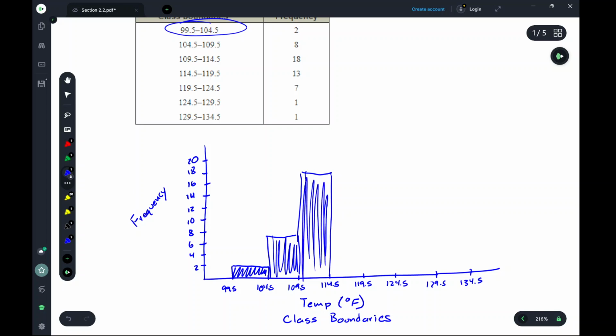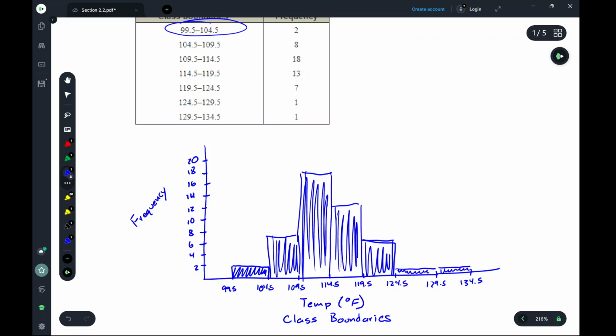And then my next class, 114 to 119, has a frequency of 13. And I'm going to continue this through the end. Now it's 7. It's about right here. Obviously, drawing by hand, things are not perfect. And then we have 1 and 1 here at the end.